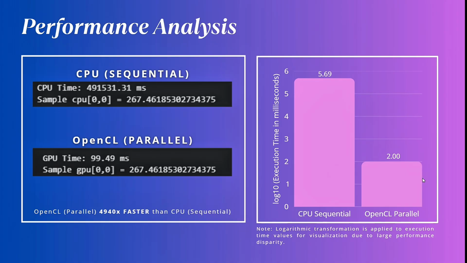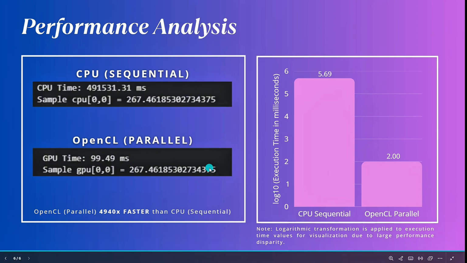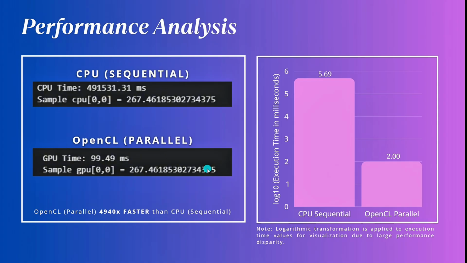Finally, we analyze the performance. So the OpenCL implementation is 4,940 times faster than the CPU sequential version. This is because the GPU executes over 1 million work items concurrently, while the CPU version runs sequentially. The CPU approach is limited by single-thread execution and O(n^3) complexity. OpenCL maps each matrix element to an independent thread, enabling massive parallelism.